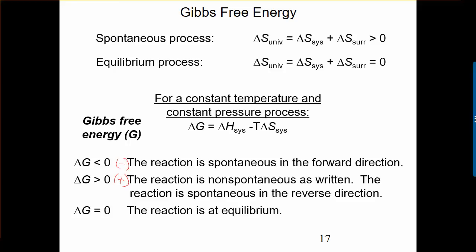All right? So delta G equal to 0, the reaction is at equilibrium. It's between spontaneous and non-spontaneous. It's right there in the in-between at 0. Just a slight change in the temperature will cause it to go one way or the other when it's at equilibrium like that.